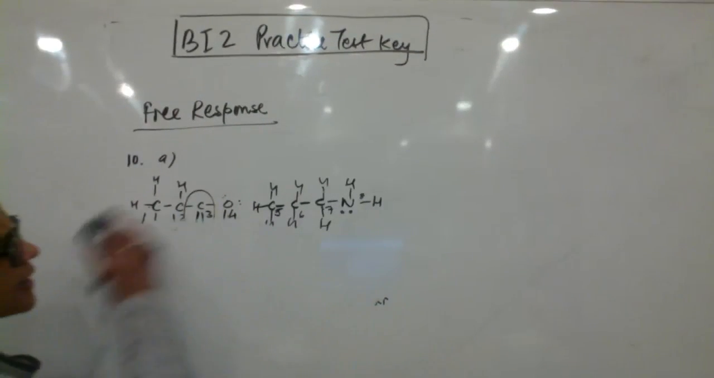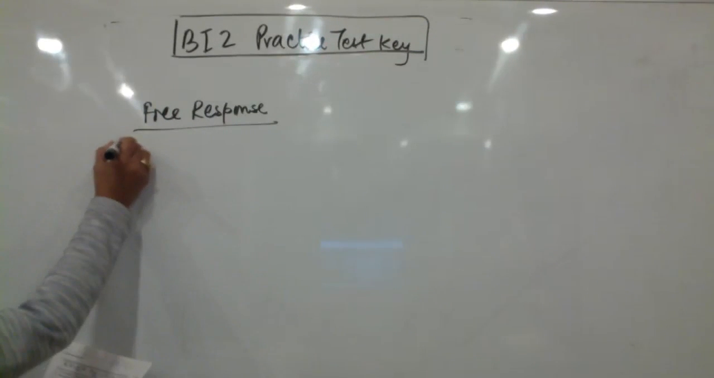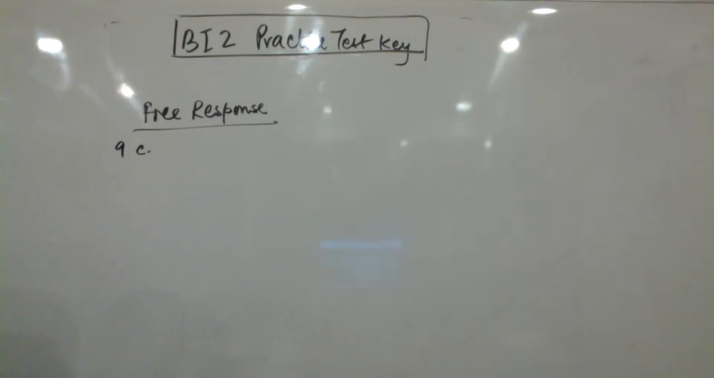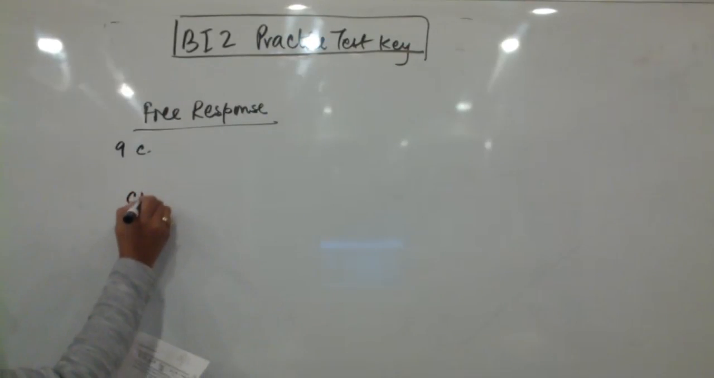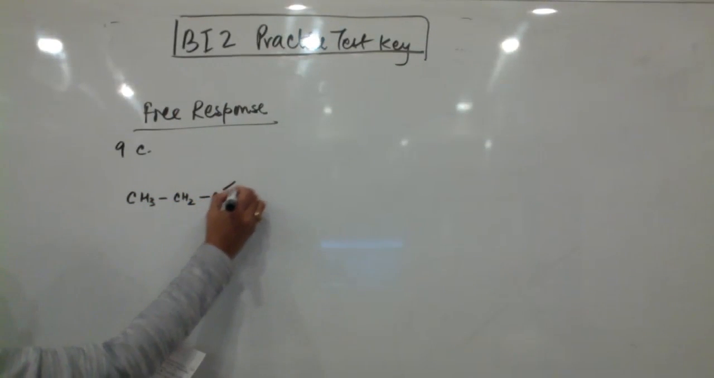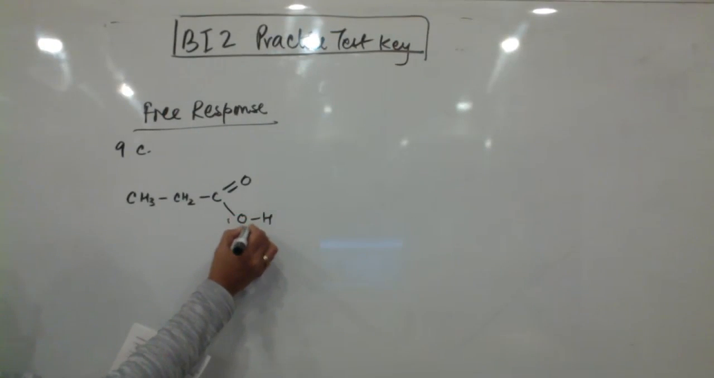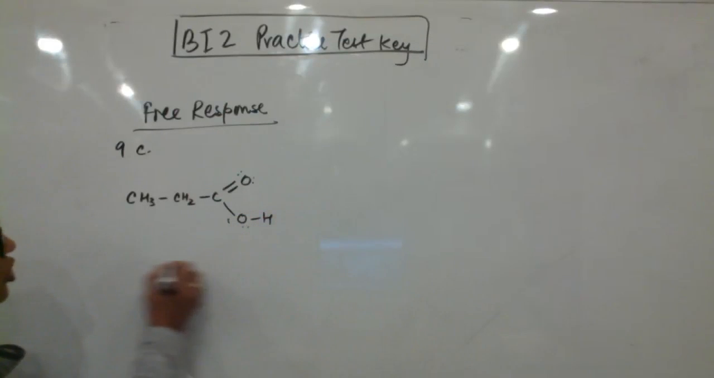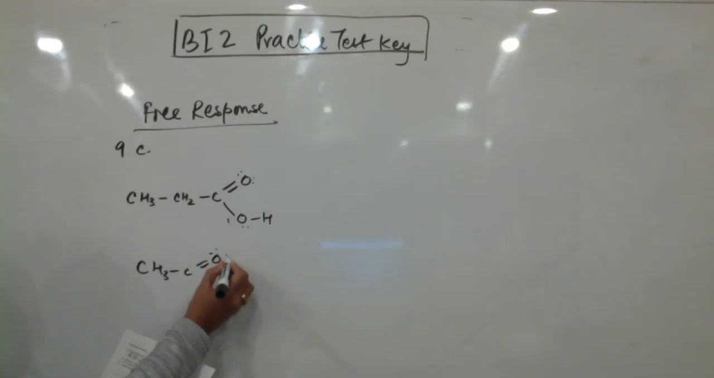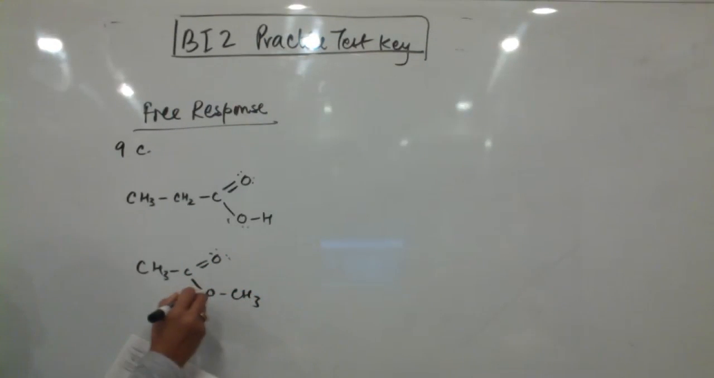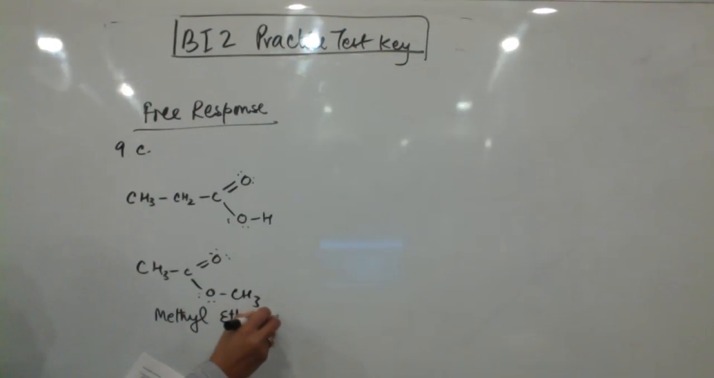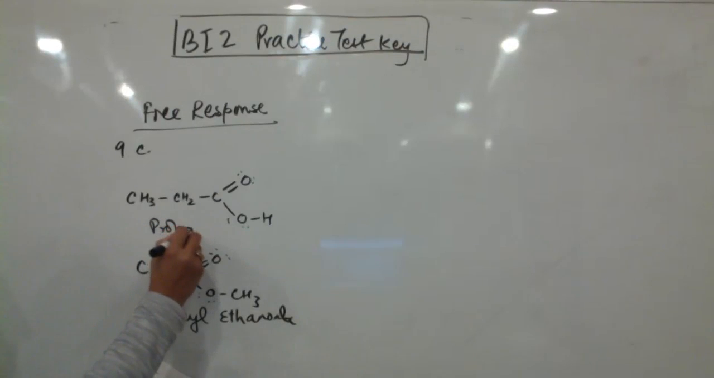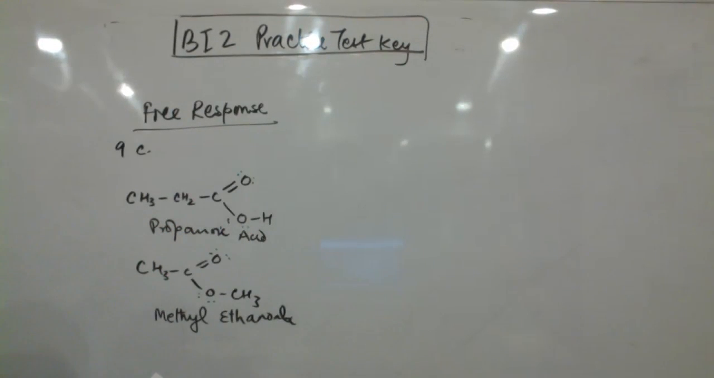Okay, part C of it says, I am doing 10C. A student claims that propanoic acid and methyl ethanoate are 2 appropriate structures for propanoic acid. So CH3, CH2, C double bond O, OH, and the other structure is CH3, C double bond O, O, CH3. This is methyl ethanoate, and this is propanoic acid. And now the question asks, are these 2 appropriate structures for propanoic acid?